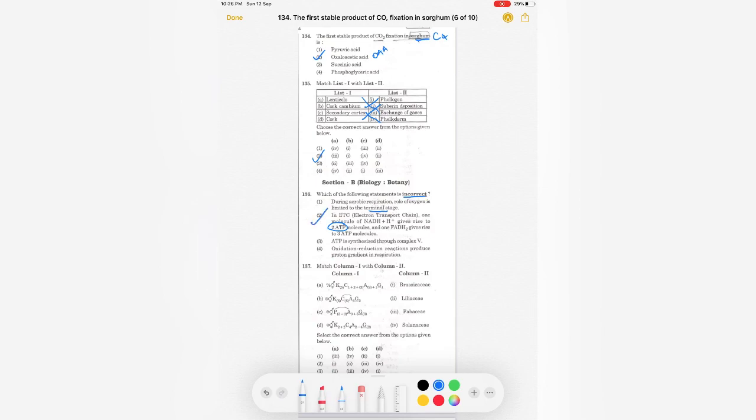Question number 137. Match column 1 with column 2. The floral formula is given: zygomorphic, bisexual, K5 C1+2+2 A9+1 G superior. This floral formula is a characteristic feature of Fabaceae. 1+2+2 arrangement. See, in this itself you can easily conclude because this is papillonaceous corolla. Papillonaceous corolla is present only in Fabaceae in the given options.